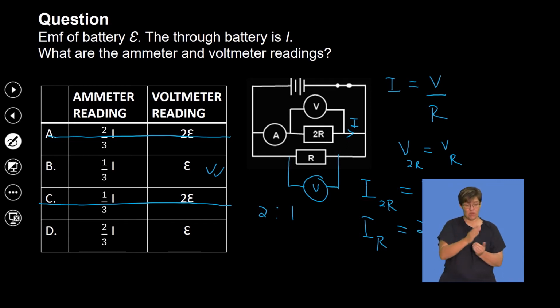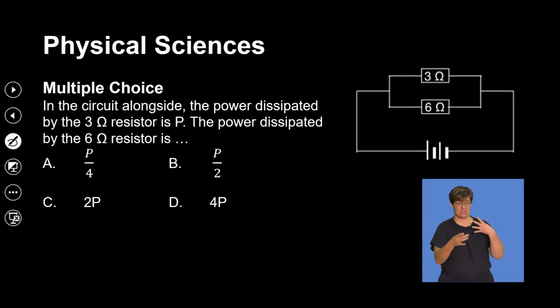Okay, this is the current that goes through R, okay? Right, and then the last multiple choice question for this segment. In the circuit alongside, the power dissipated by the 3 ohm resistor is P, okay? So the power here for the 3 ohm resistor is P, right? And the power dissipated by the 6 ohm resistor is what we want to understand. Okay, what do we know about these two resistors?